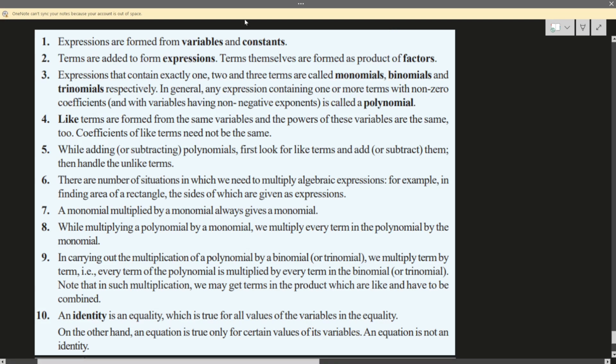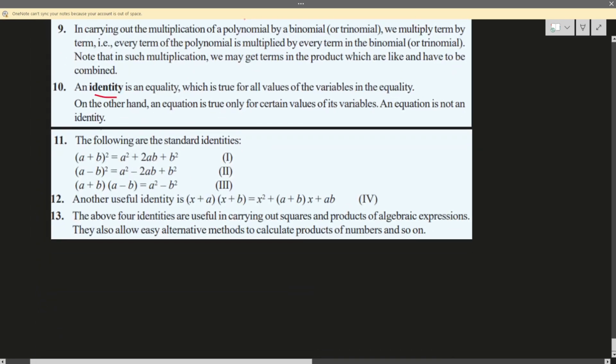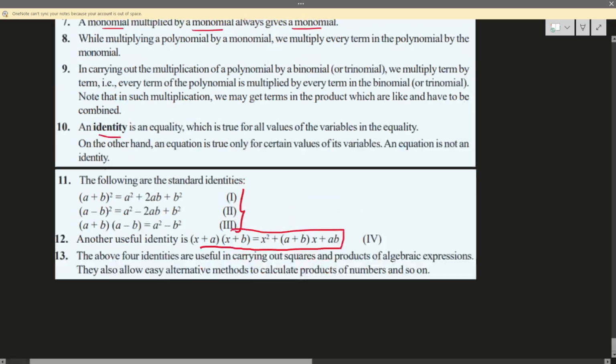How expressions are formed with the help of variables and constants, terms are added to form expressions, and terms themselves are formed as a product of factors, like terms, and a monomial multiplied with a monomial gives a monomial. Identities, the famous identities. Of course, it's not much required to remember these. You can simply do the multiplication. Okay, so you can go through this.